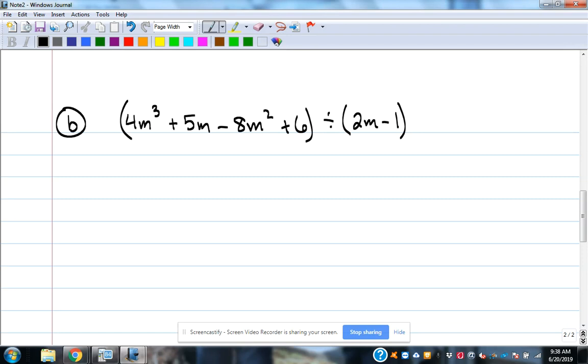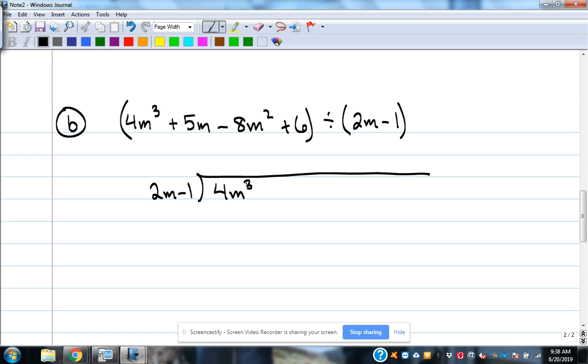All right, now let's set it up to do our division with. So our divisor goes on the outside, 2m minus 1. On the inside, we need the dividend. But what do we notice about this dividend right here in the middle? It's not in the right order. So we got to just rearrange it. That's all we got to do. The biggest exponent on the variable is a 3, so we're going to put that part first.